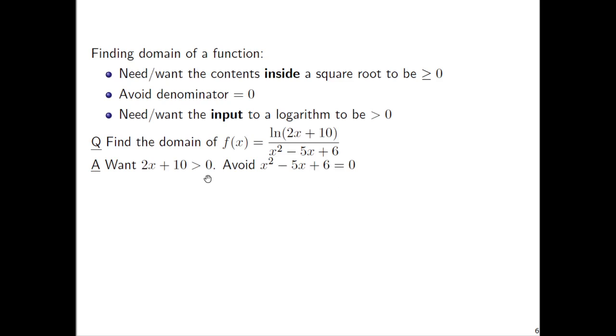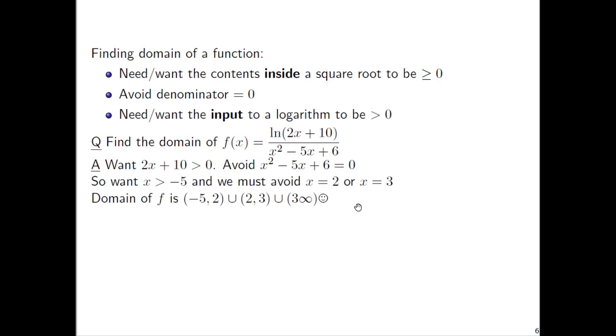So 2x plus 10 greater than 0 turns into x greater than negative 5. And then if you solve the equation x squared minus 5x plus 6 equals 0, there are two values of x to avoid. We need to avoid x equals 2, and we have to avoid x equals 3.